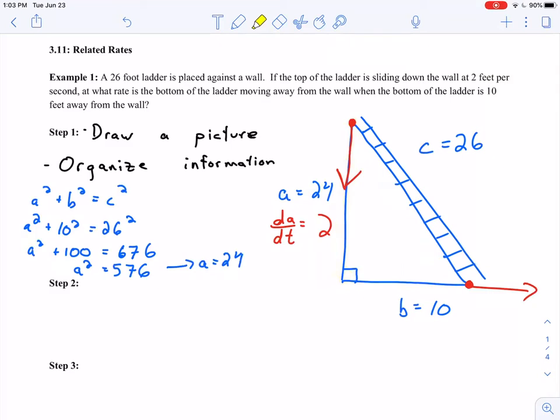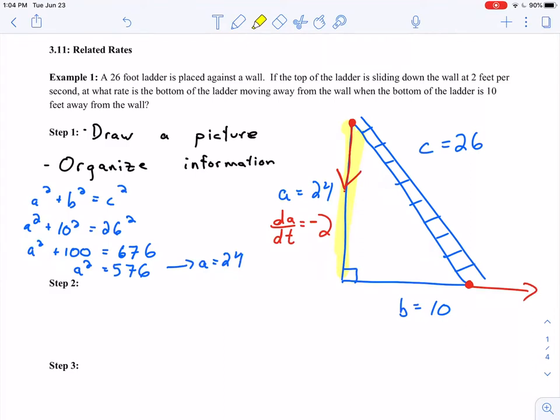Well, we just said, you know what? The top of the ladder is sliding down the wall. It's going down. So a little bit later on, my ladder is going to be in this position. What's happened to the length of that side? It's gotten shorter. So because that side length is getting shorter, we want this rate of change, this derivative, to be negative. So I'm going to say dA over dt is equal to -2. Because, again, this side right here is getting shorter.